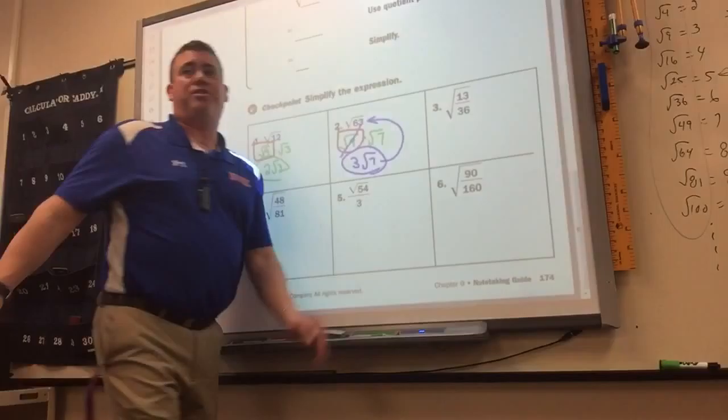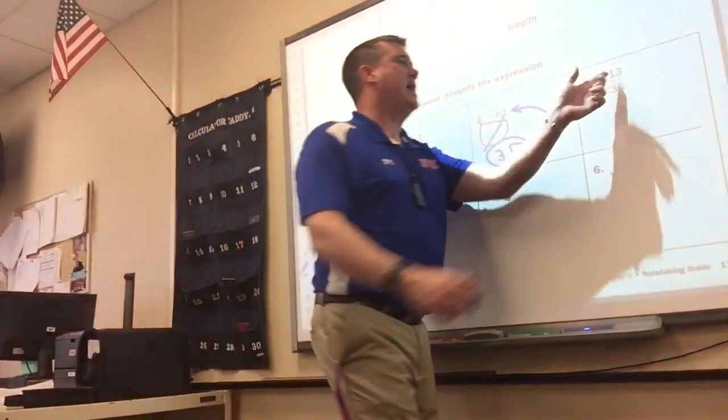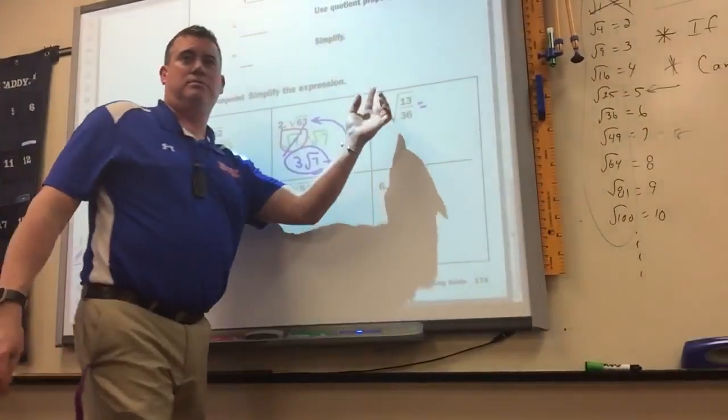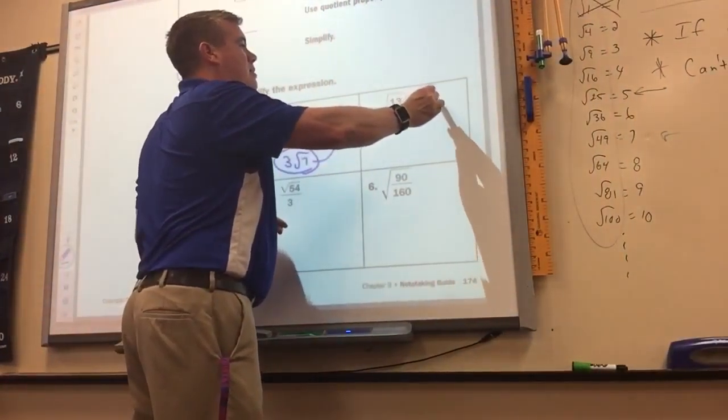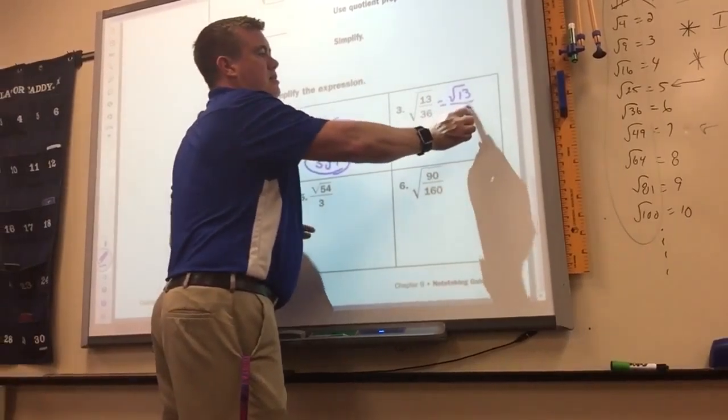This one, since the whole thing is a square root, on top, square root of 13. Do any of these numbers go into 13? No. So that's just going to stay there. Square root of 36 is 6.